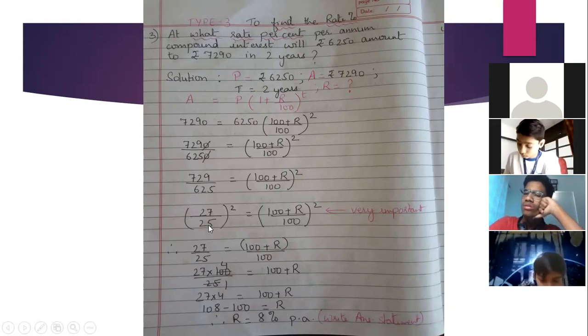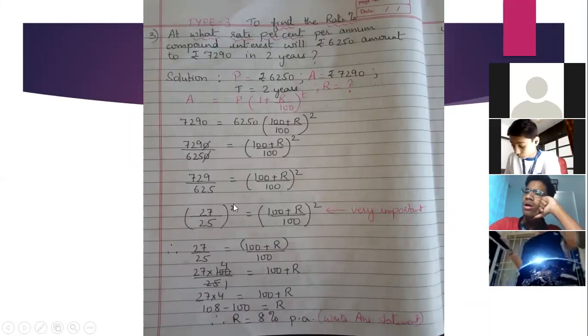Don't interrupt children in between. Even if you're done, let me finish with my explanation. So 729 is a perfect square of 27, 625 is a perfect square of 25. So I wrote 729 upon 625 as 27 upon 25 in a bracket, and outside the bracket I put the square.